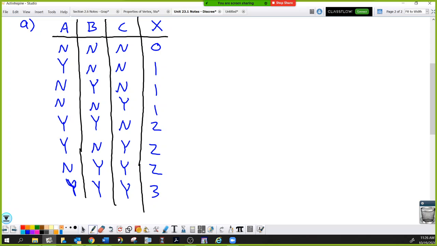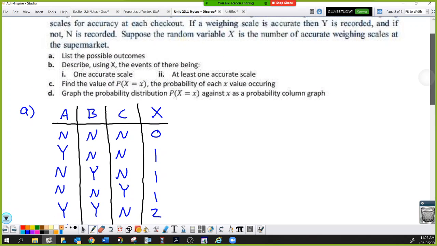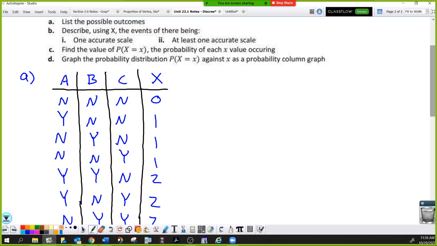Okay, what is the next one? It says describe using x the events. Okay, so for part B, describe using x. One accurate scale. Guess what that would look like? There's one accurate scale. Ta-da. That's B I.